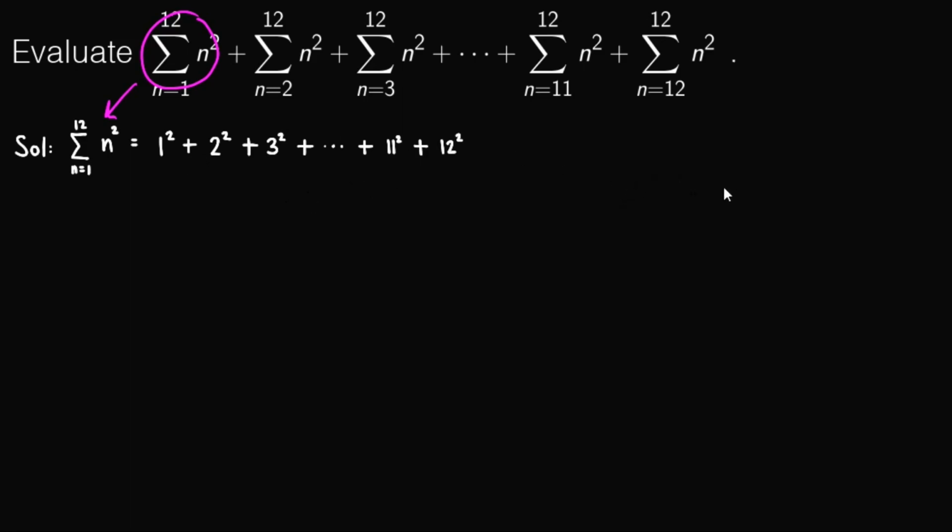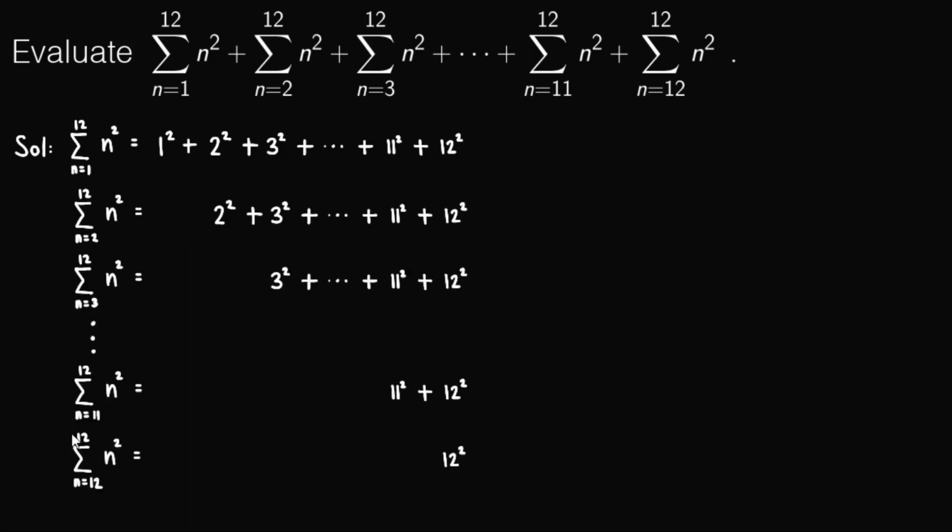Now similarly, we do that for this next summation out here. Expanding this, we'll have 2 squared plus 3 squared and so on, plus 11 squared plus 12 squared. So the 1 squared out here is missing since we started from n equals 2. Now we repeat this process until we reach the last summation. So this out here is this one, from n equals 12 to 12.